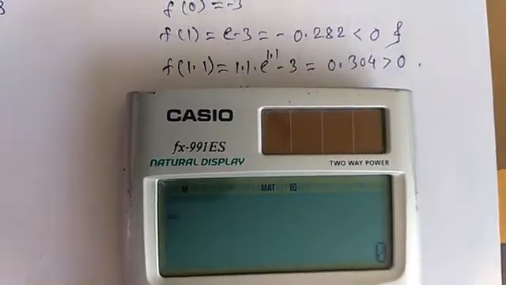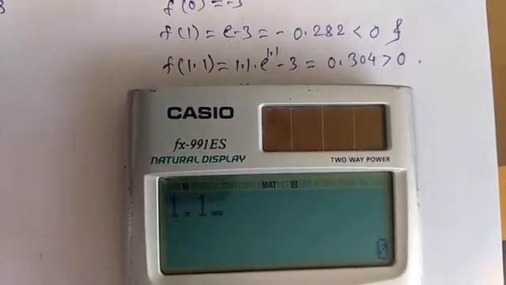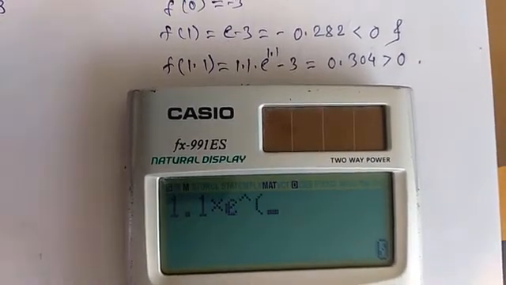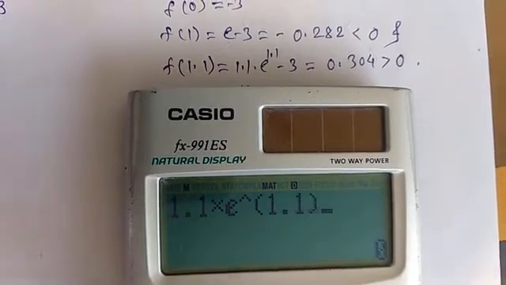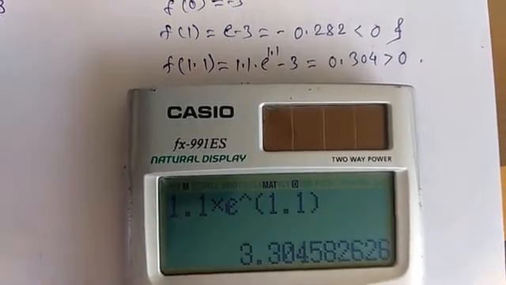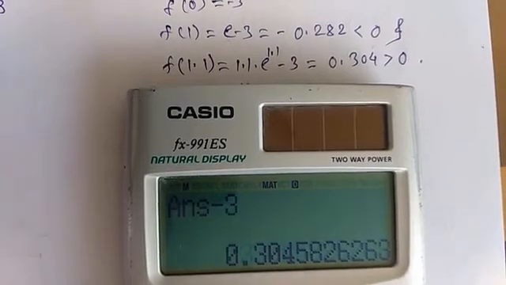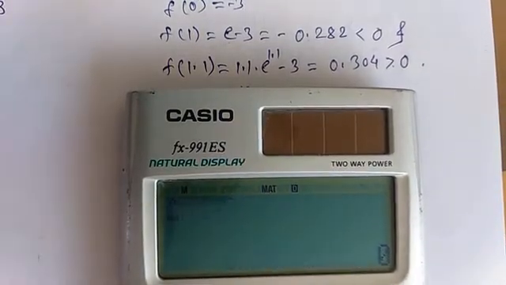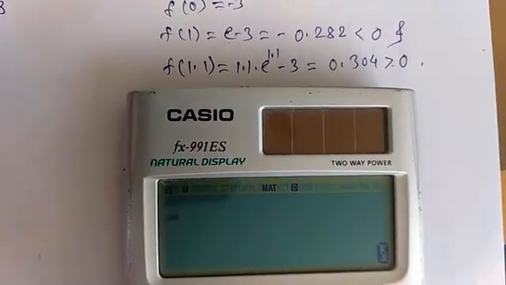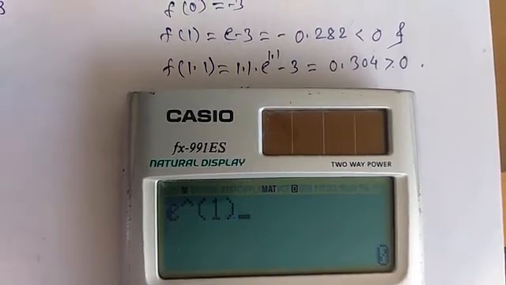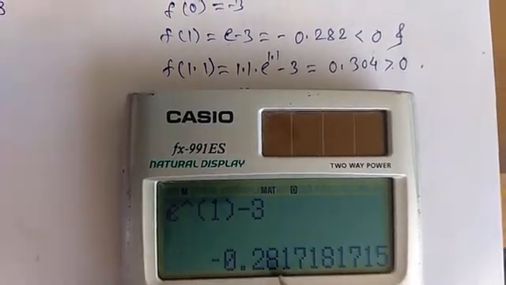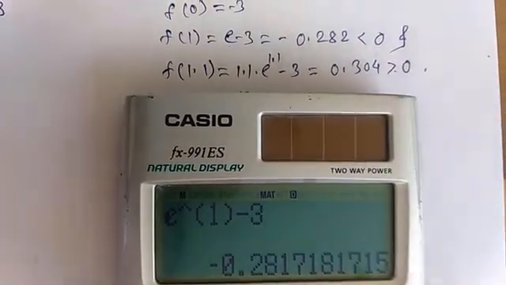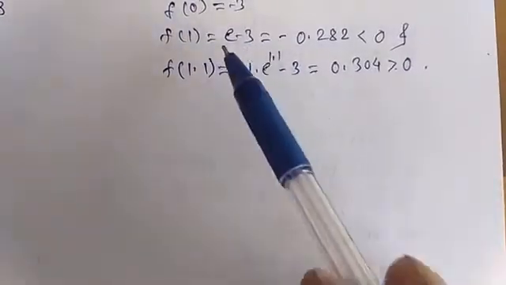Now here we will see the calculation. 1.1 multiplied by e raised to 1.1, which is equal to 3.30, and we subtract 3, so it will be equal to 0.3045, which is positive. And at 1 it is e raised to 1 minus 3, which is minus 0.2817, or you can write 0.282, which is less than 0. So our root will lie between 1 and 1.1.